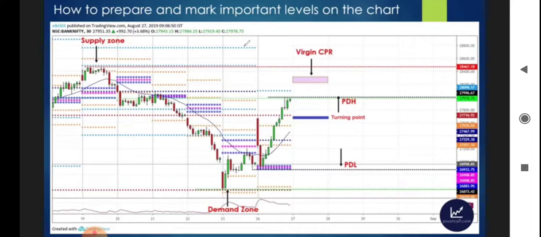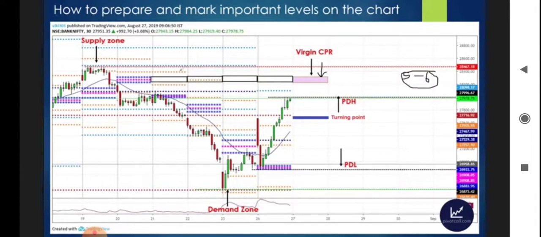So what I will do next day, I mark a box like this because that is the important support and resistance. Next day also the candlestick didn't enter. Day 2 didn't enter. Day 3 there is no candlestick. Day 4 there is no candlestick. So day 5 also I mark. If you remember, I said virgin CPR is important only up to 5 to 6 days. After that you can remove it because it gets weaker and weaker after 5 to 6 days.